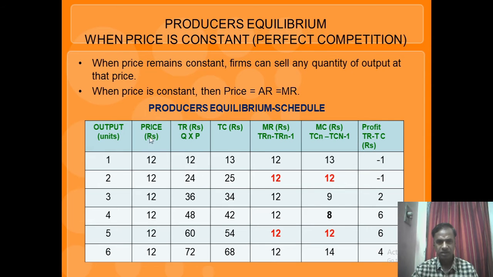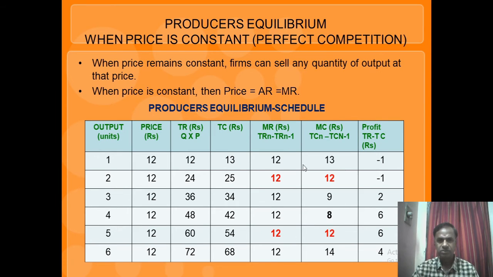See here, price is constant, TR is calculated 12 into 1 is 12, 12 into 2 is 24, likewise. TC is given in the question, and the MR. MR we have to calculate by finding the differences of TR. You see here 12, 24 minus 12 is 12, 36 minus 24 is 12, 48 minus 36 is 12. When the price is constant, MR also will be same, AR also will be same.